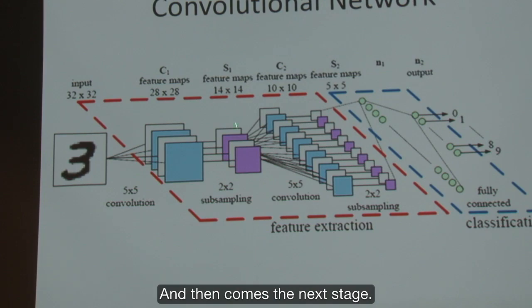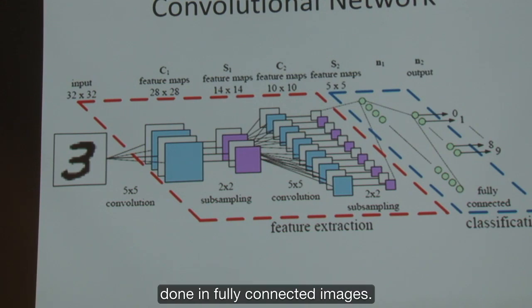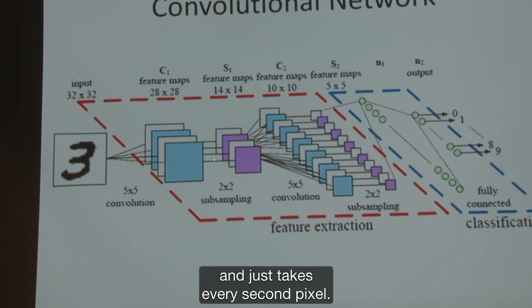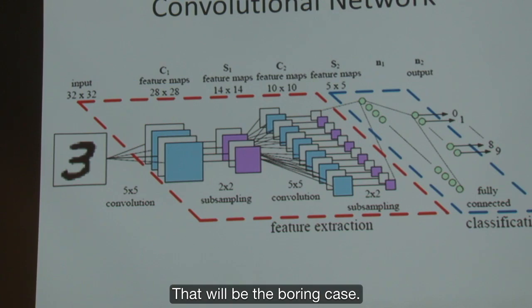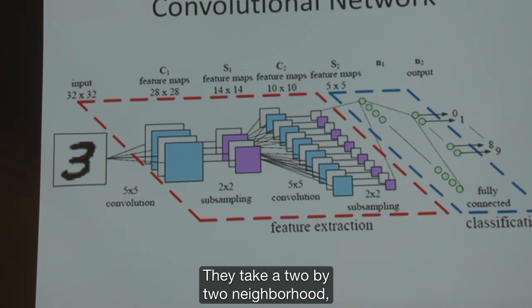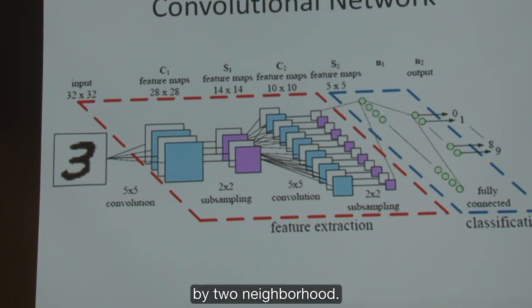And then comes the next stage, and that is subsampling. That is also something that is typically not done in fully connected images. What it does is it takes this convolutional feature map here and just takes every second pixel. That would be the boring case. What people typically do is called max pooling. They take a 2x2 neighborhood, and you take the maximum response of this 2x2 neighborhood.